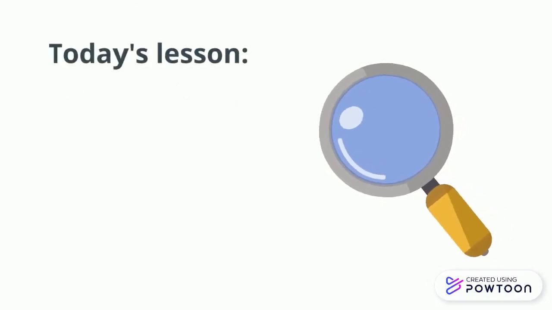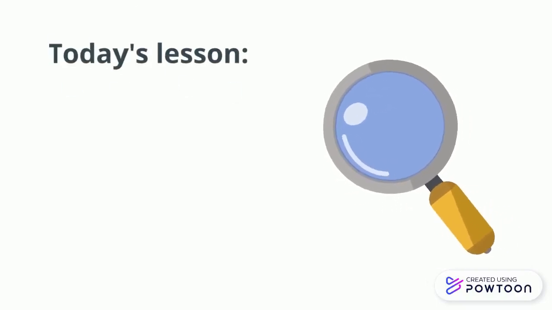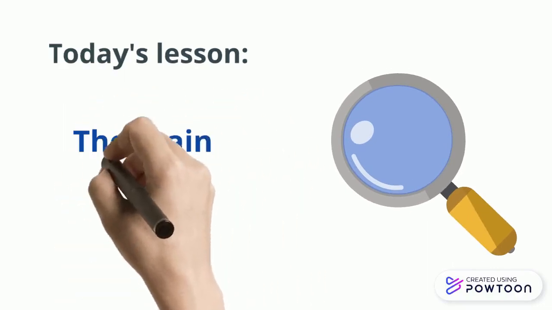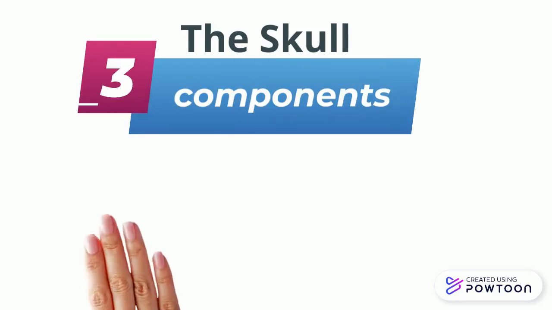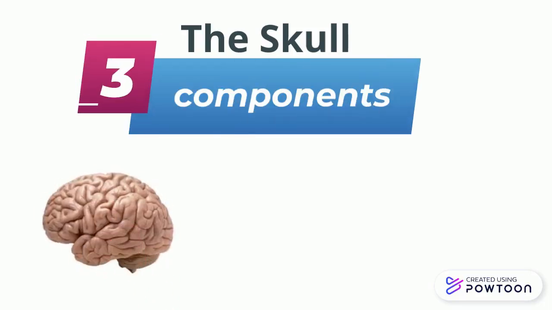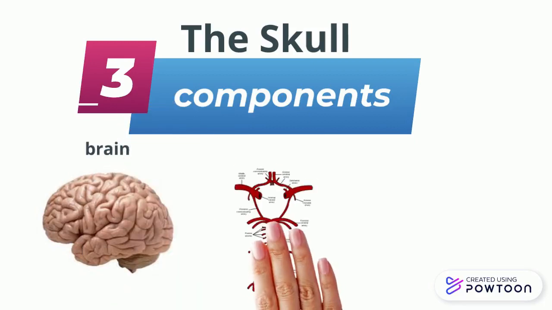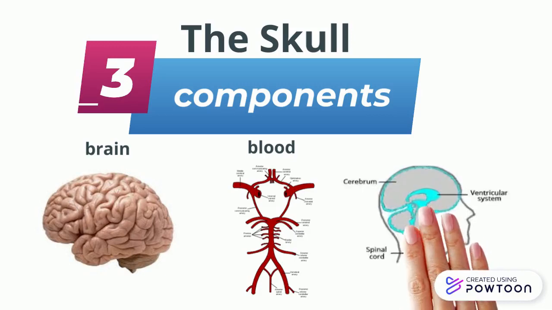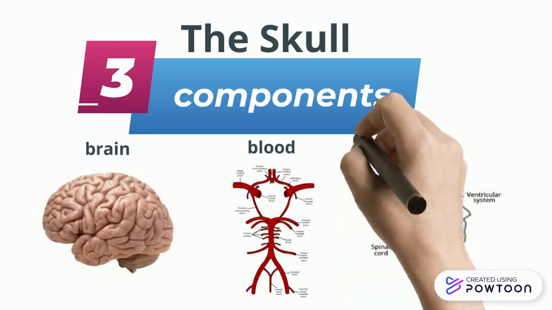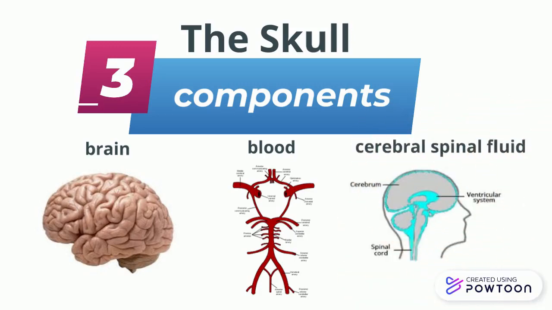Today we're going to talk about the brain and intracranial pressure. The skull has three components that include the brain, blood vessels, and cerebral spinal fluid. Got it?